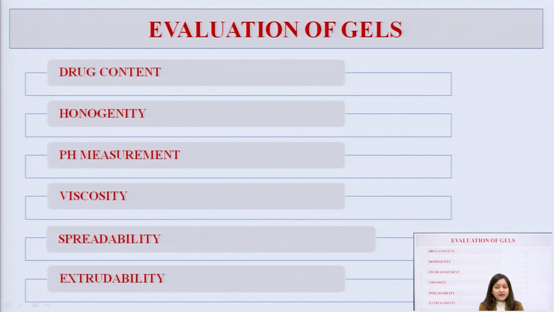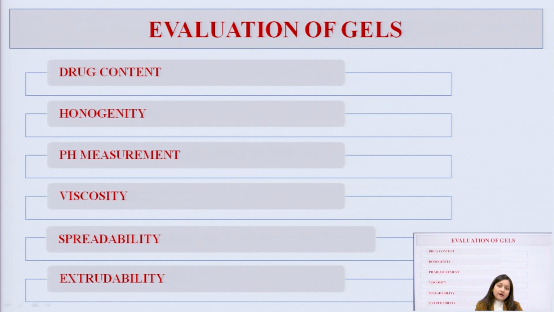Now, let us understand the different parameters that are used in order to evaluate gels. So, gels are a semi-solid dosage form that usually contain aqueous or hydrocolloid substances in a higher quantity.